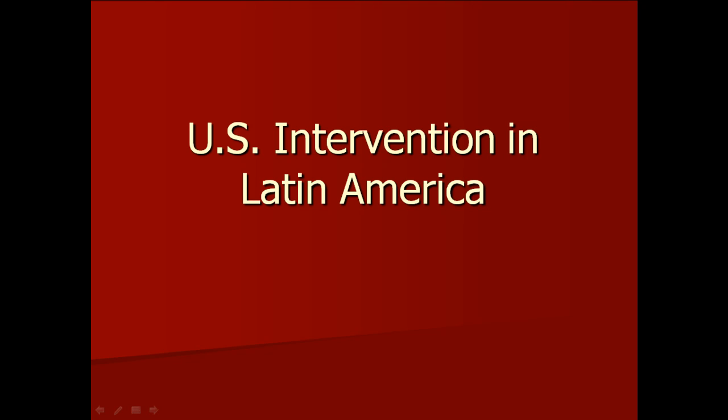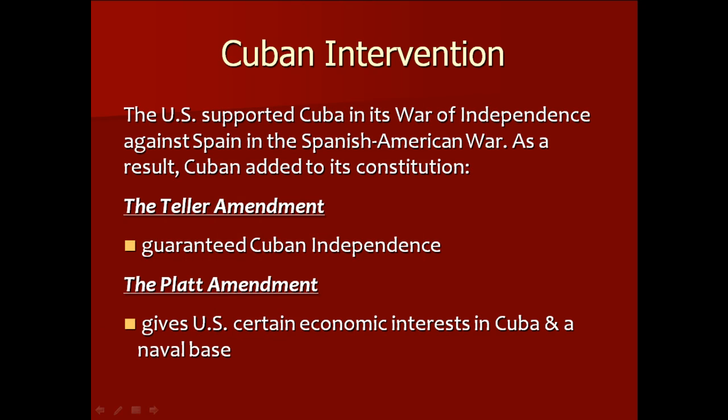In the previous presentation, we also learned how the United States intervened in Latin America in regards to the Spanish-American War. The U.S., of course, supported Cuba in its war of independence against Spain. As a result, Cuba added to its constitution the Teller Amendment and the Platt Amendment. The Teller Amendment guaranteed Cuban independence, and the Platt Amendment gave the U.S. certain economic interests in Cuba and a naval base, which of course is still there today.